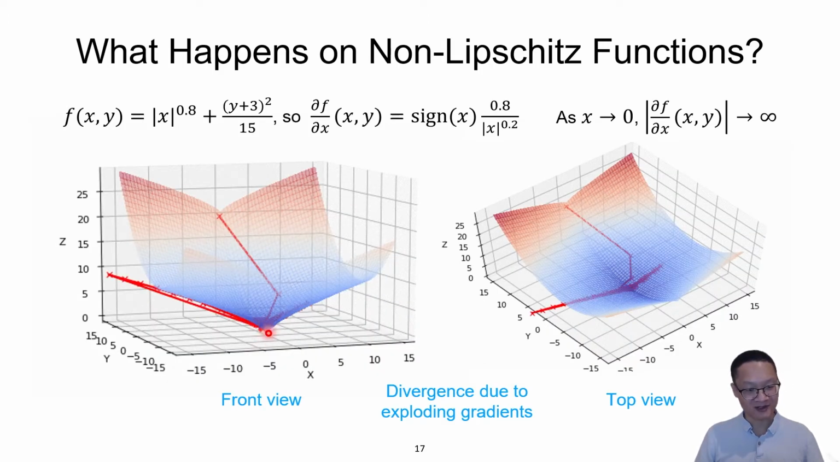So here we have the global minimum. If we try gradient descent, we can get closer and closer to the bottom, but at the same time, our gradient component goes to infinity. So then at some point, it jumps out suddenly. Okay, so here we have divergence due to exploding gradients. Exploding gradients is a common term for when the gradient goes to infinity.